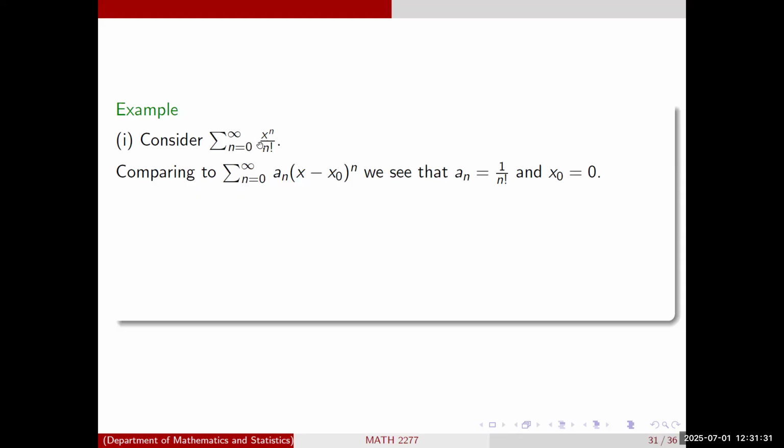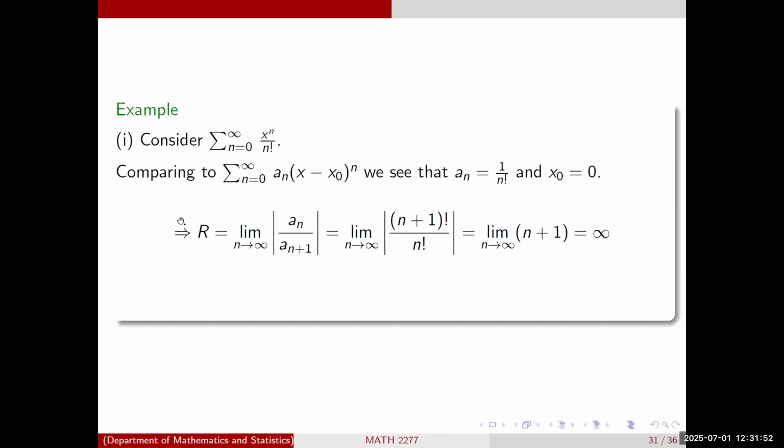And x0, there's no x0 over here, so x0 is 0. So the first thing you need to do is write the given power series in the general form and figure out what is an, what is x0. Once you figure out what an is, you then need to determine the radius of convergence.